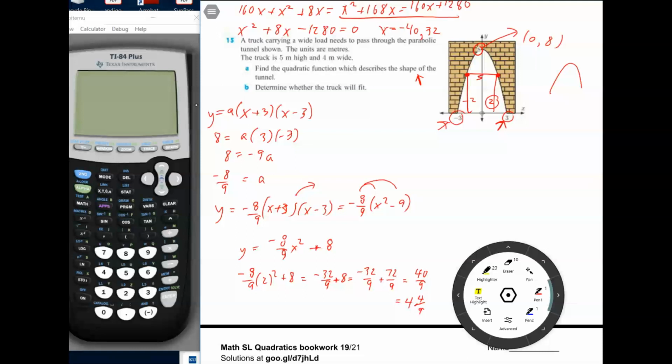4 and 4/9. So the bricks at this point are 4 and 4/9 meters high, and the truck is 5 meters high, so it would hit the bricks. It's slightly higher, right? That's unfortunate. Okay, so no. All right, and that's it for page 18.